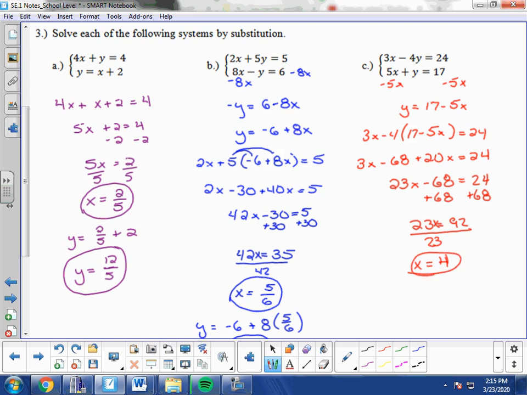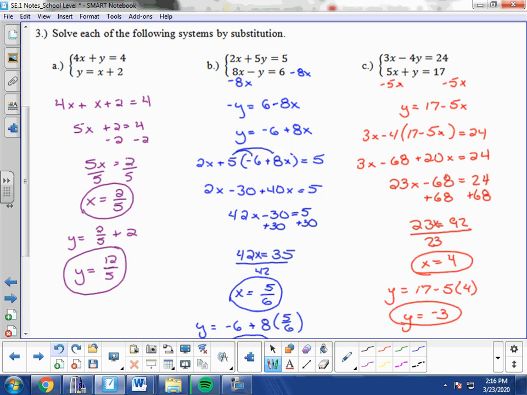So there's part of my solution. Now I can go back to any of these equations and substitute in the 4 for x to solve for y. I'm going to choose this equation right here because y is already by itself. And so if I want to substitute in the 4 to solve for y, y equals 17 minus 5 times 4, which you could type into your calculator and come up with negative 3.